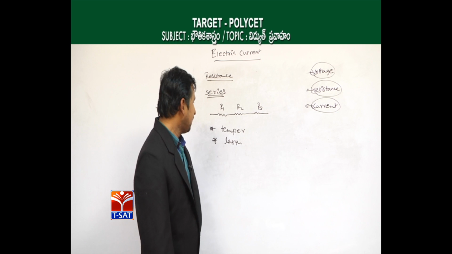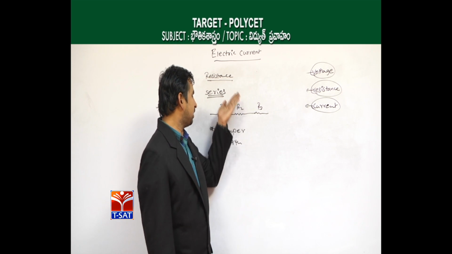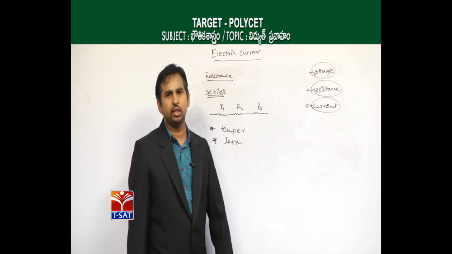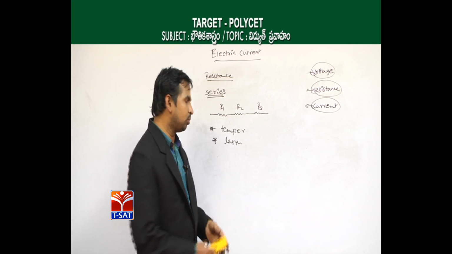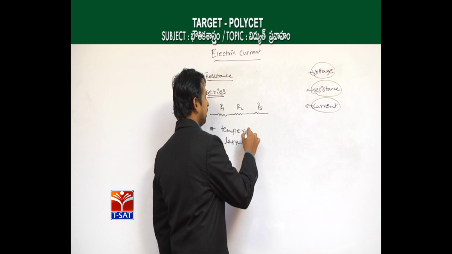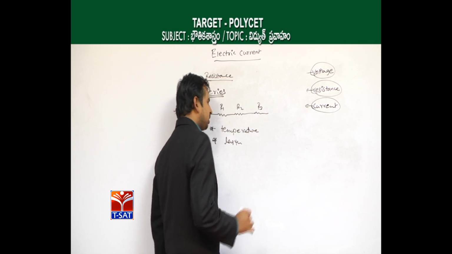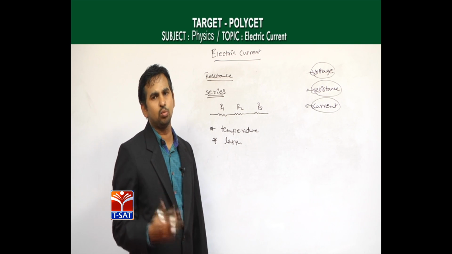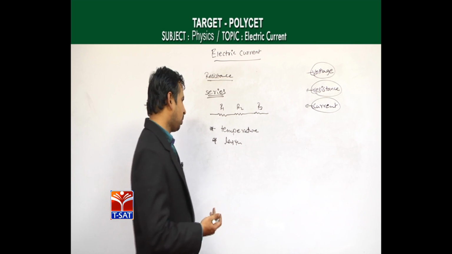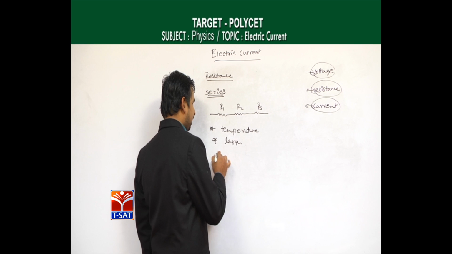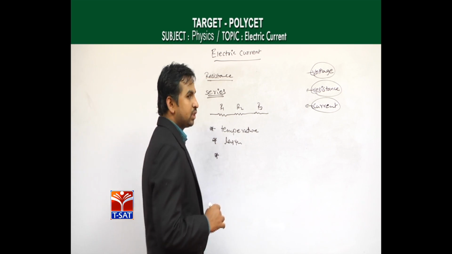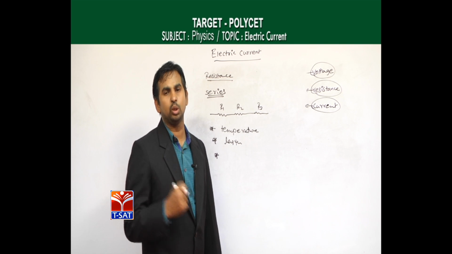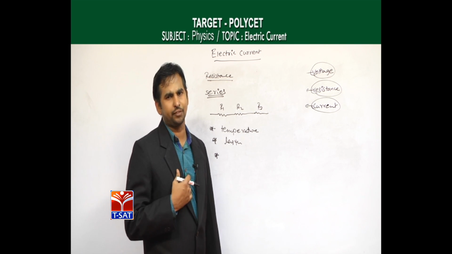So this resistance depends on the temperature you are taking and the length you are taking. If you increase the temperature more and more, the resistance value also gradually increases. In the same way, if you increase the length more and more, the resistance value again increases. The next factor is the thickness, that is, the resistance of the wire depends on the thickness or the area of cross section.